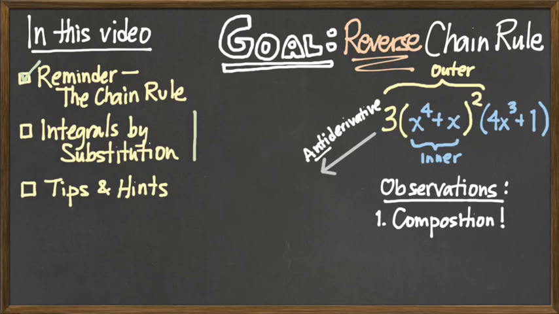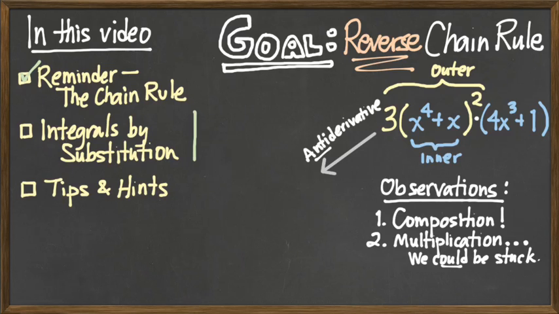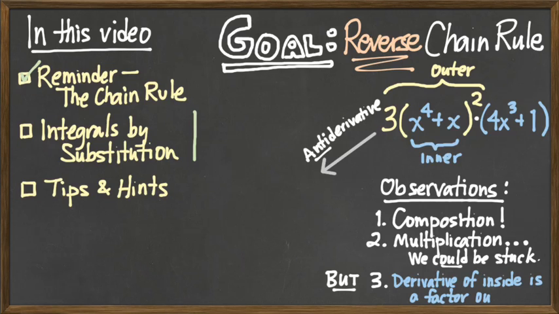Well, first let's make several observations. First of all, there is a composition of two functions happening here. The inner function, x to the fourth plus x, is being fed into the outer function, 3 times the quantity squared. So there is a composition going on here. Second observation is that there's a multiplication: the composition is being multiplied by its own derivative on the outside, 4x to the third plus 1. Now, in general, if we're trying to take the integral of the product of two things, whenever there's multiplication and we're trying to take an antiderivative, we could be stuck. But the fact that the derivative of that very inner function, x to the fourth plus x, is a factor on the outside, 4x to the third plus 1, is what makes this method possible.